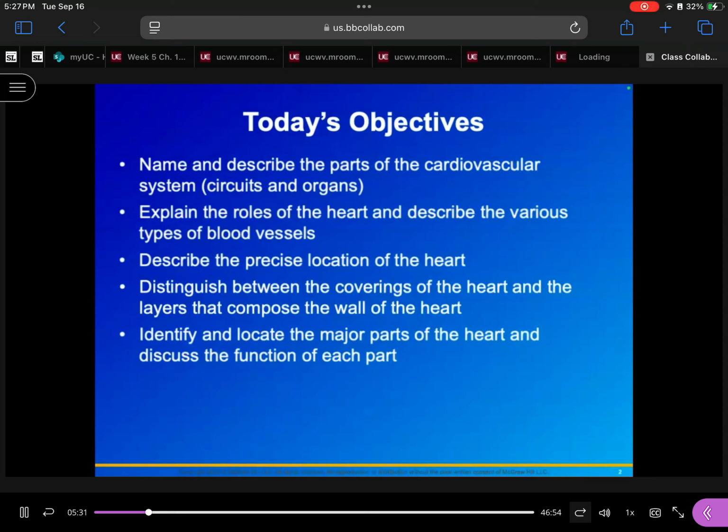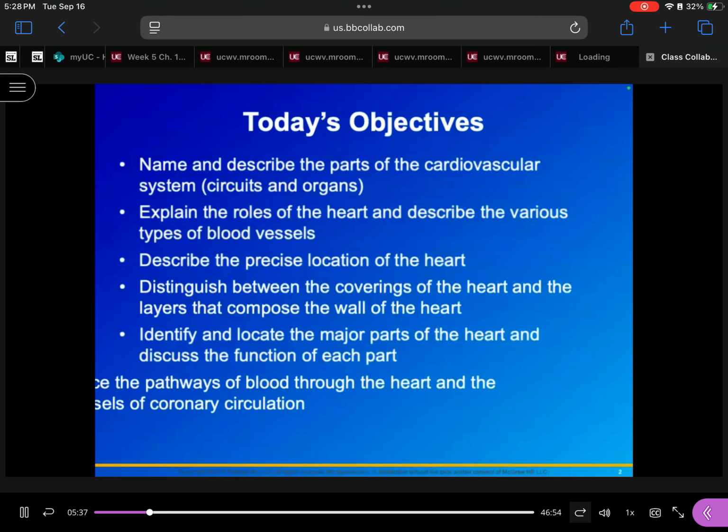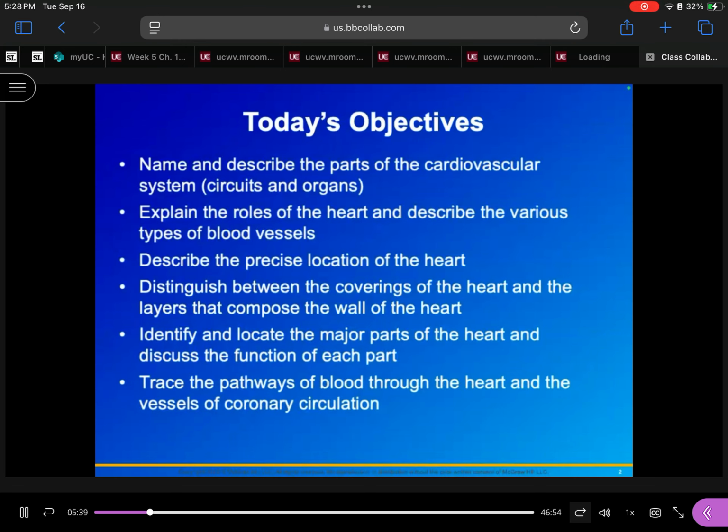All right, next, identify and locate the major parts of the heart and discuss the function of each one of those parts. So we'll be going over all of those. Then we want to trace the pathways of blood through the heart and the vessels of coronary circulation.